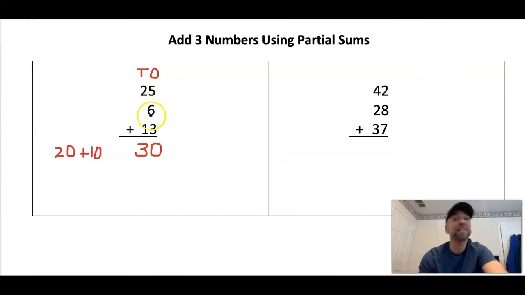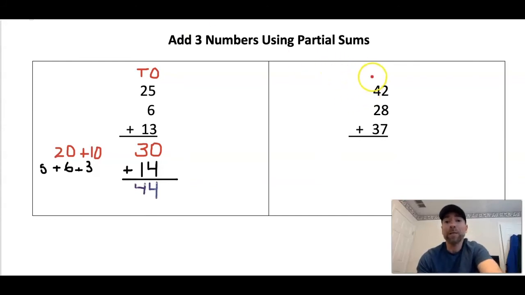So 5 plus 6 is 11, plus 3 more is 12, 13, 14. So 5 plus 6 plus my 3 gives me 14. So this is our partial sums. When I add up my parts, 30 plus 14 gives me 44. One more for us to try.